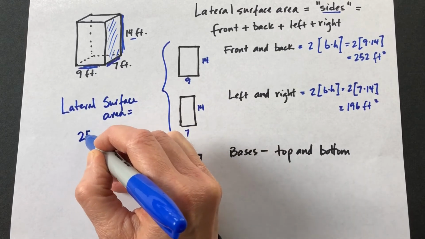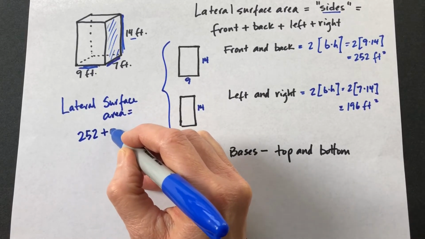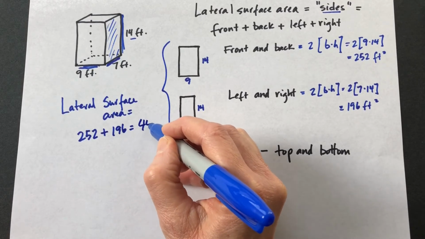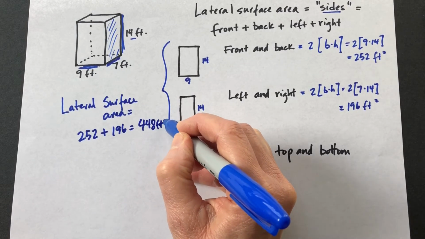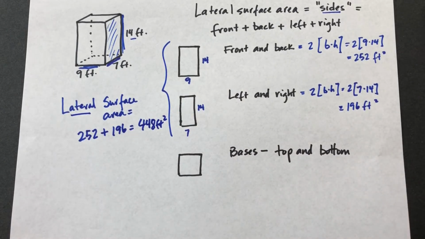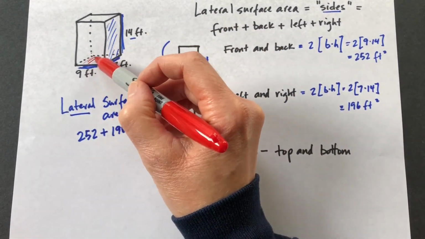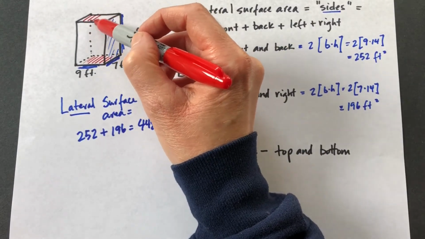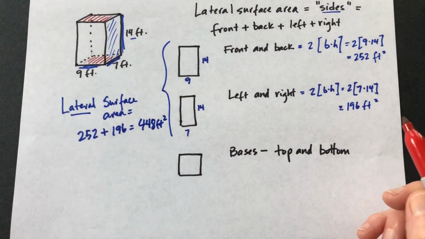So we've got the 252 for the front and the back. We're going to add to that the 196, and that gives us 448 square feet for our lateral surface area. Well, we have not yet accounted for the bases. Remember, the shape is sitting on the bottom. There's also the top. Those are your bases.